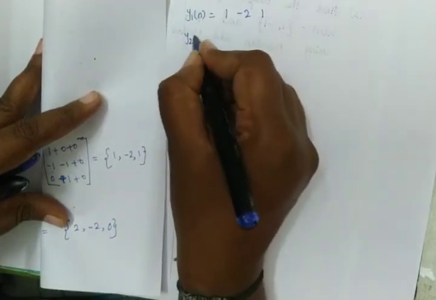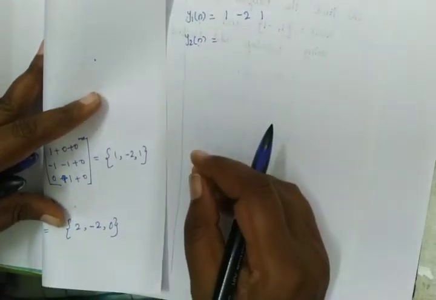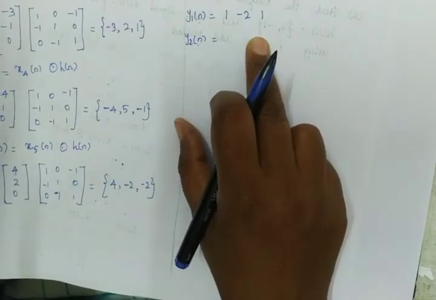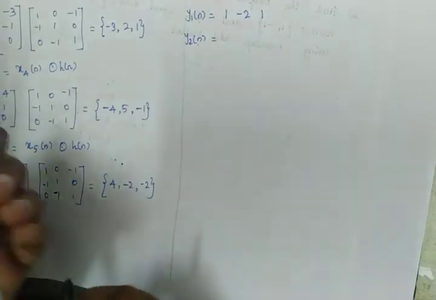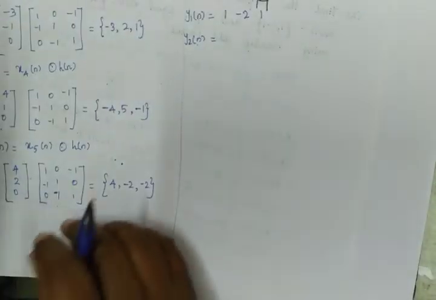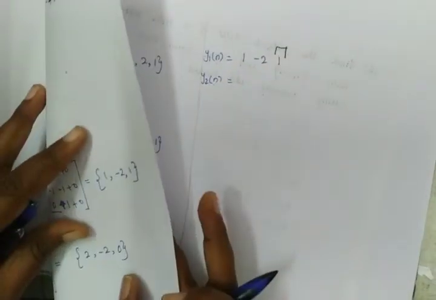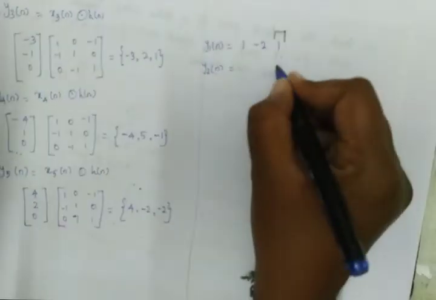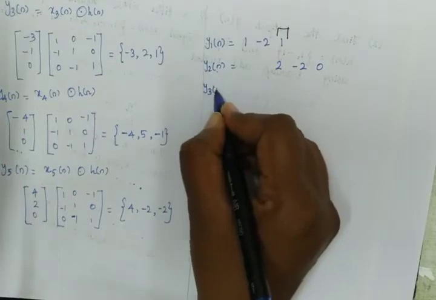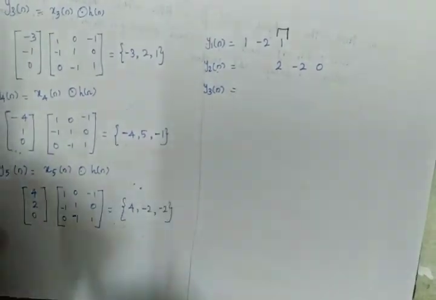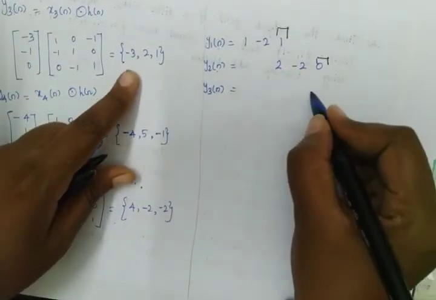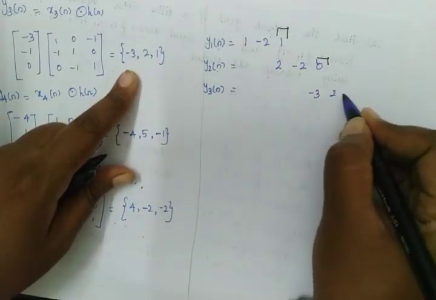Now what is y2 of n? We have added 1 0 already here, isn't it? So we have to start from the last number. So y2 of n is 2 minus 2 0. Now what is y3 of n? The same way we have to start from this last number. So y3 of n is minus 3 2 1.